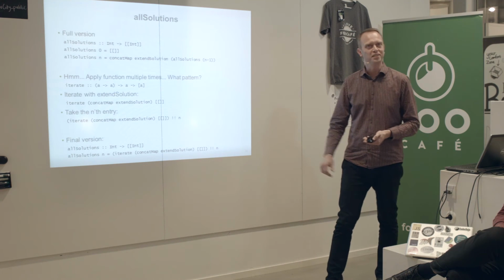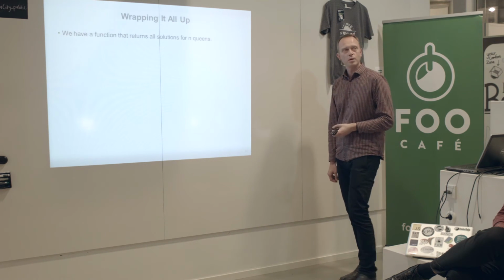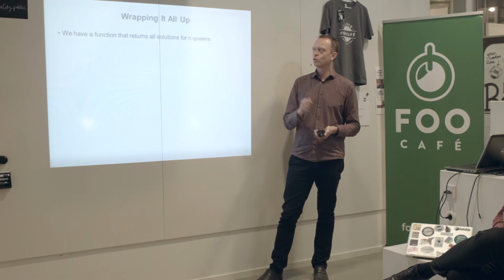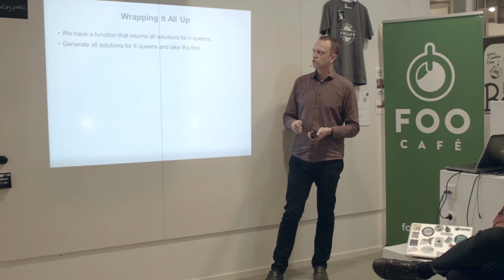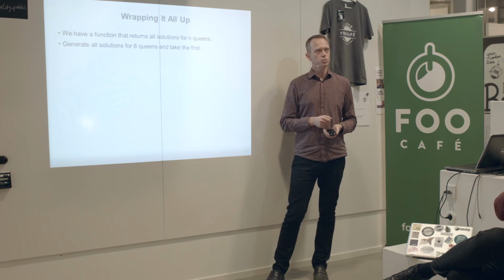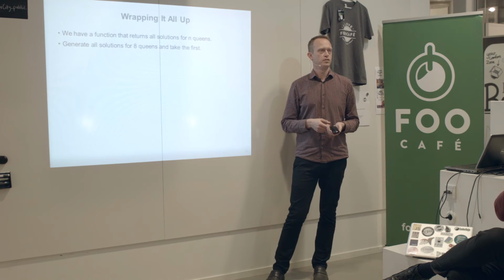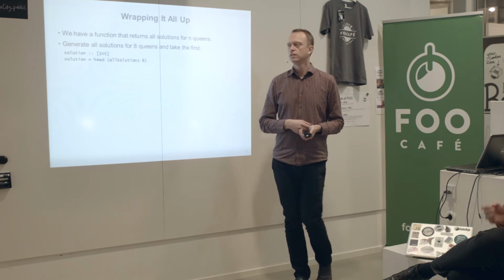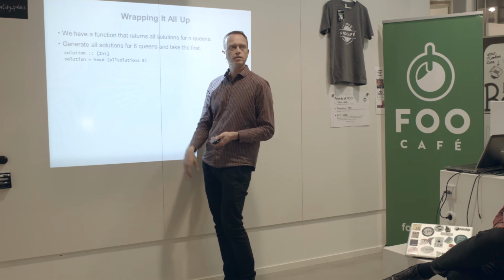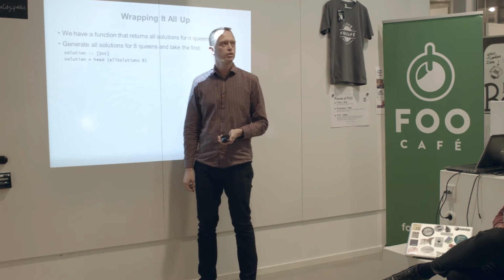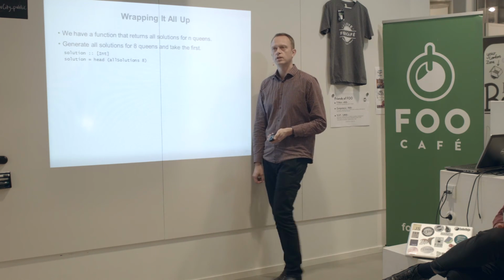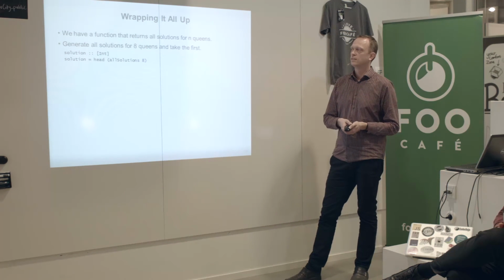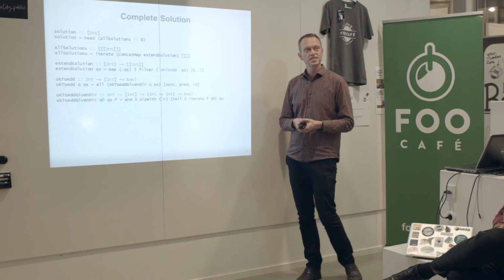So now we're almost done. We only need to wrap this up. We now have a function that returns all solutions for n queens. So we just want to take all solutions for 8 queens and take the first. And that you can implement like this. So we apply all solutions to 8, and then we return the first. And we're done. So the full solution we end up with is this.